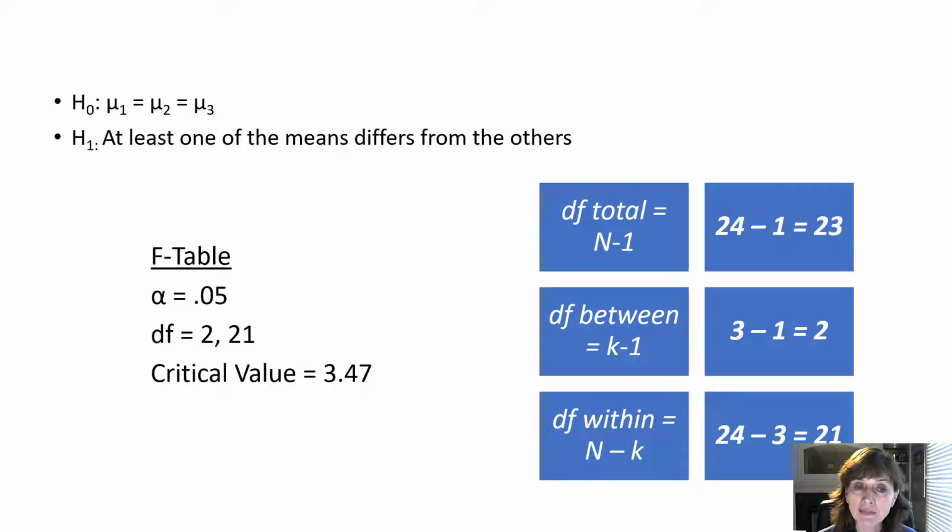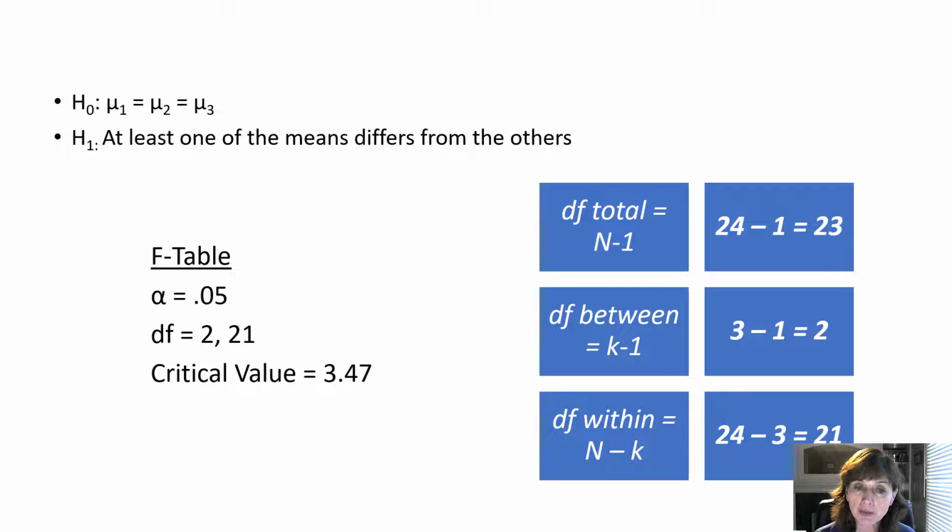So in the F table, it asks you for degrees of freedom for the numerator and the denominator of your F statistic. The numerator is degrees of freedom between. The denominator is degrees of freedom within. And if you look to the far right of the screen, you'll see that I calculated degrees of freedom for you. I'm going to get back to that in just a second. But for now, we have degrees of freedom 2 for the numerator, 21 for the denominator. We're going to go look that up in the F table along with our alpha level.